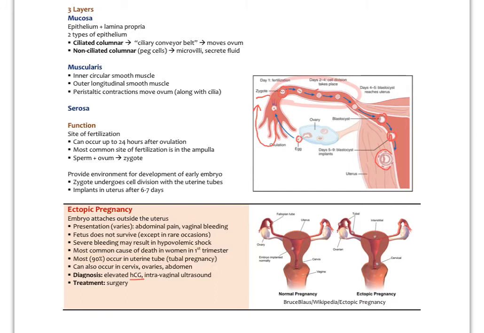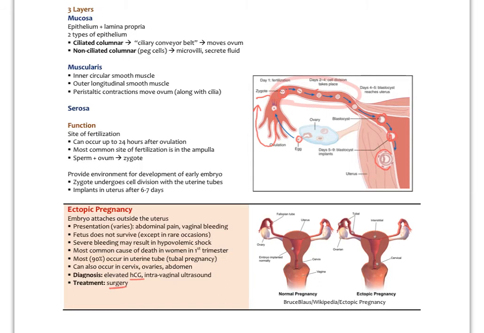So there'll be an elevated HCG, and then an intravaginal ultrasound, which is better than a transabdominal ultrasound, will usually be able to detect the mass of growing tissue. And for the treatment, there are some medications that can be used, methotrexate, etc., but the primary treatment is surgery for the more concerning ectopic pregnancies, and that's usually done laparoscopically.